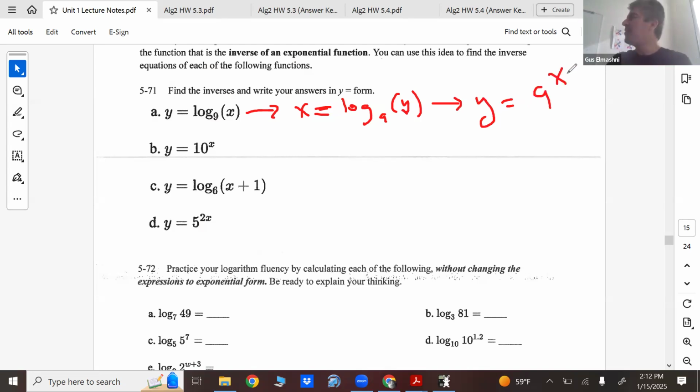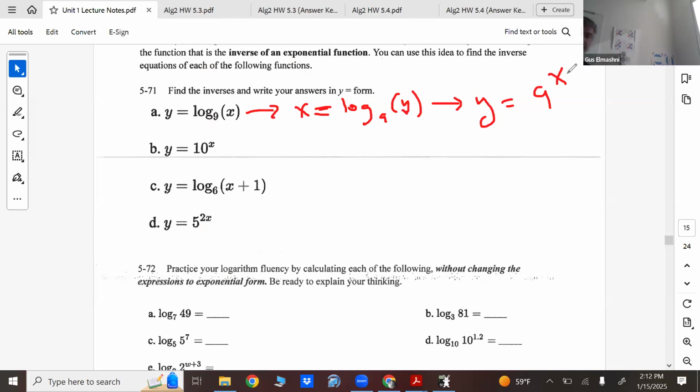Okay. All right. Anyway, you see what happened here? So after I switch x and y, do a swap. Your goal is to get this variable by itself. Because it's a log equation, to undo the log, you have to take the base and raise it to the other side, right? That's what we talked about before. So y equals 9^x. That's going to be the inverse of a.